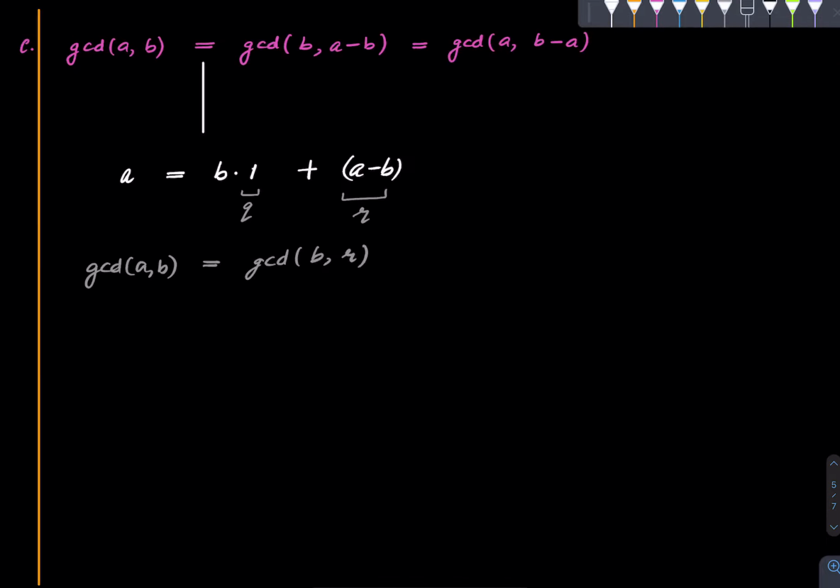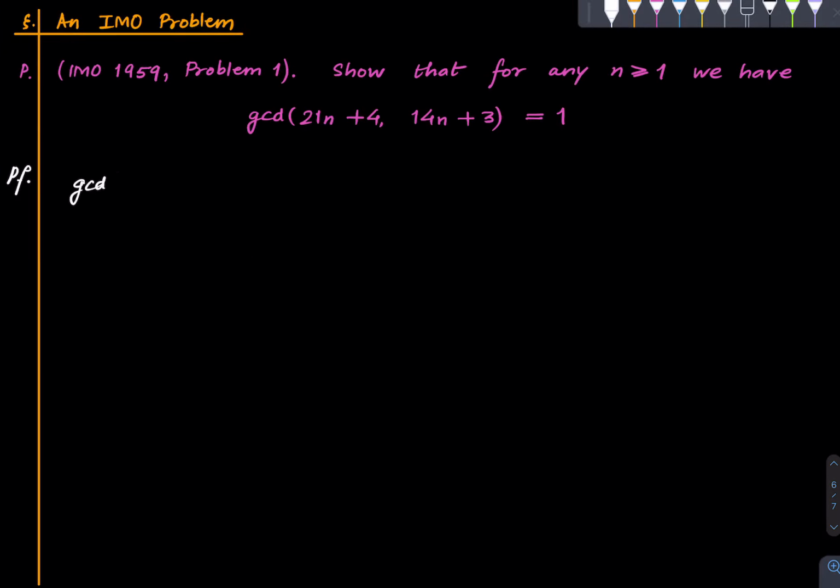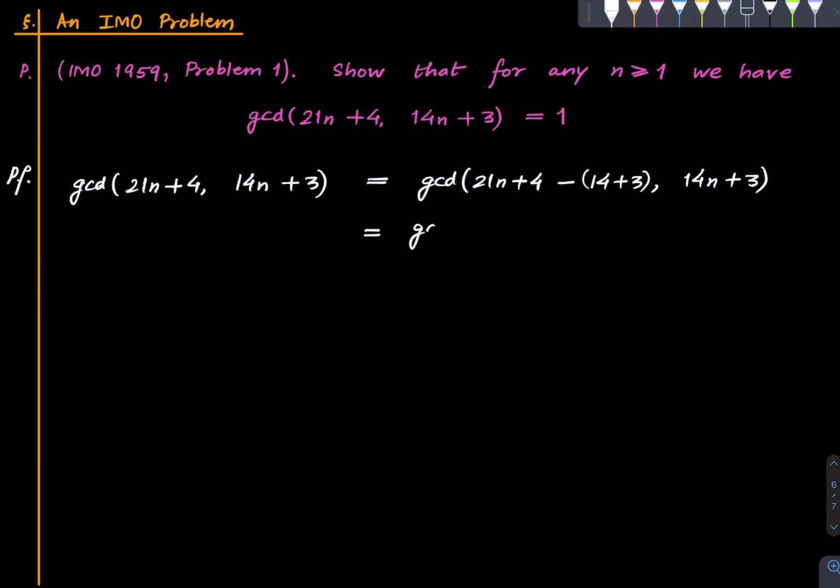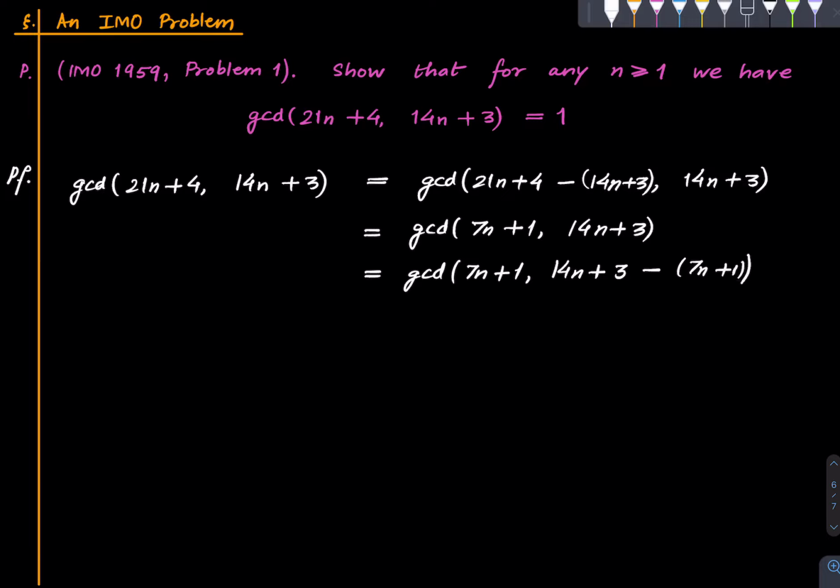So very simple, we just use these things repeatedly. So GCD of 21n plus 4, comma 14n plus 3 is equal to, we subtract, 21n plus 4 minus 14n plus 3, comma 14n plus 3, equals GCD, this is 7n plus 1, comma 14n plus 3. And this time I'll subtract the first one from the second one. So we get that. I'm just using these things in whichever way suitable. So this is equal to 7n plus 1, comma 7n plus 2.